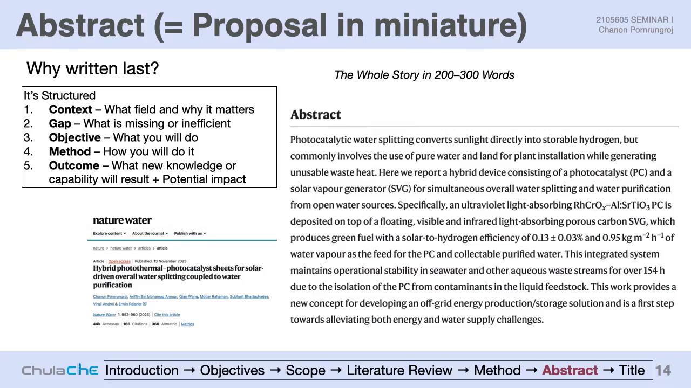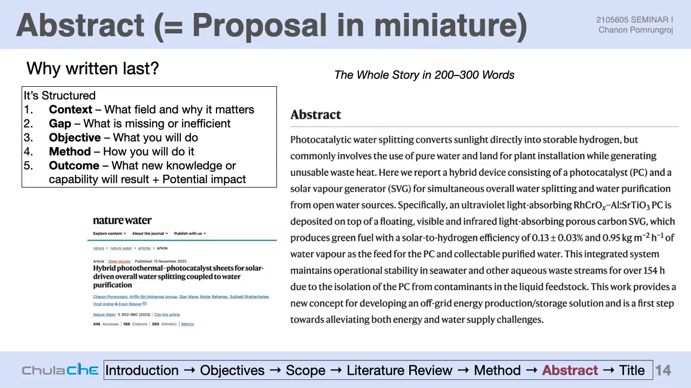This is an example of my own papers. It's a whole story put together in 200, 300 words. I start with the context: photocatalytic water splitting converts sunlight directly into storable hydrogen. And because of the limited space, I jump straight into the gap. The gap is that it commonly involves pure water and land for plant installation while generating unusable waste heat. That's the nature of this approach and the gap.